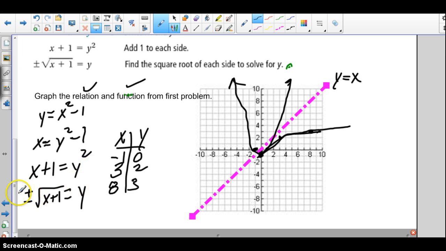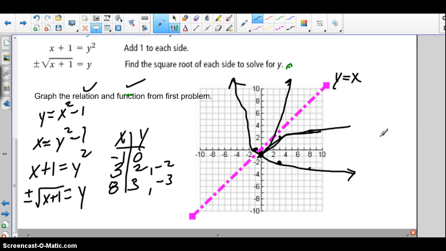If you think about it, the answer is right here in the plus or minus. So we're going to go ahead and look at 0. 3 is going to spit out positive 2, and then also a negative 2 because of the plus and minus. 8 is going to spit out a positive 3, and then also a negative 3. So let's graph those other points. 3, negative 2, and then 8, negative 3. And those are going to be the other parts of our parabola.